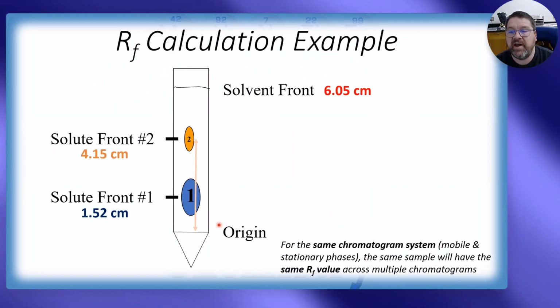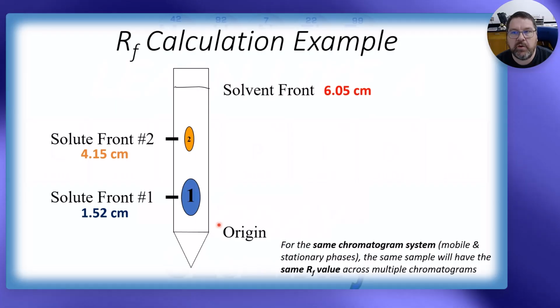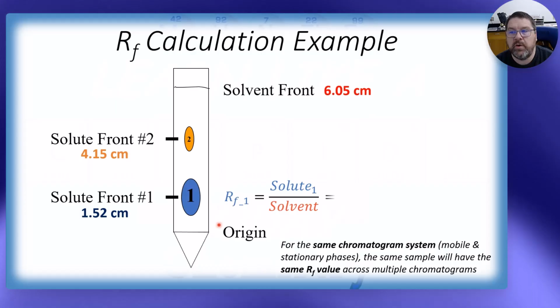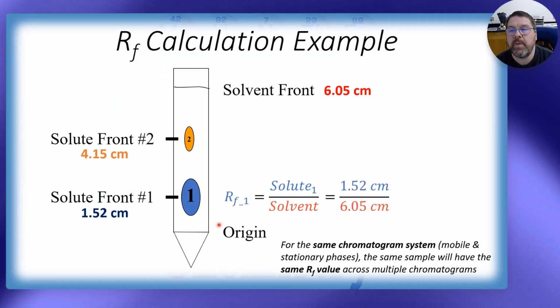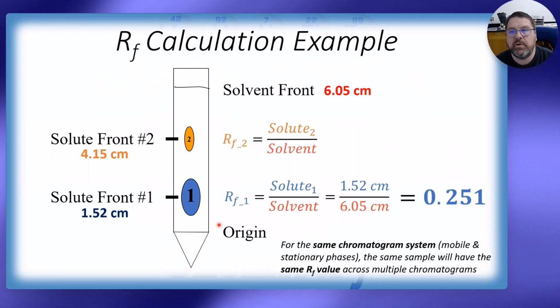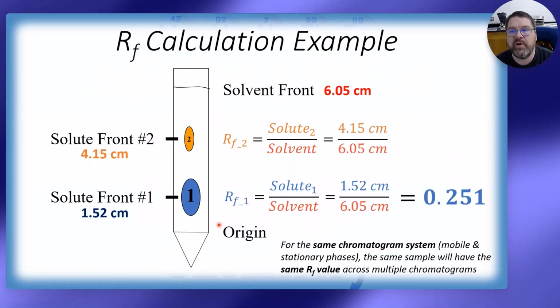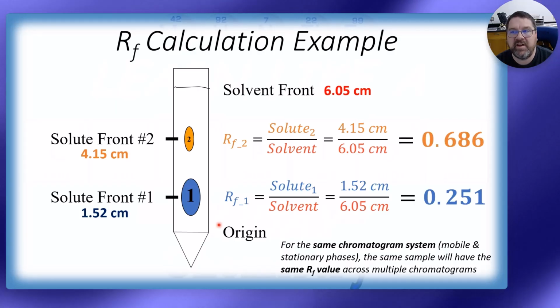So now to calculate the RF value, we need to take the ratio of each of those solute fronts to the solvent front. So the RF for component 1 would be 1.52 centimeters over 6.05 centimeters, and that gives us an RF value of 0.251. For solute component number 2, we plug in the distance that solute 2 traveled, the 4.15 centimeters, divide that by the total distance traveled by the solvent, 6.05 centimeters, and we get 0.686.